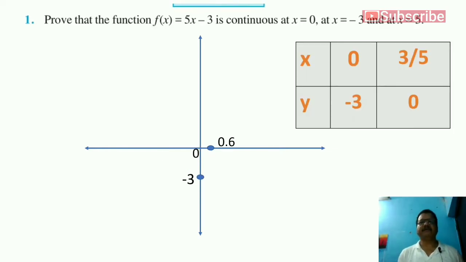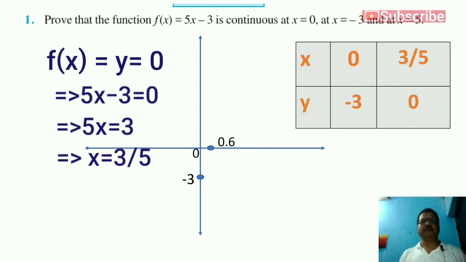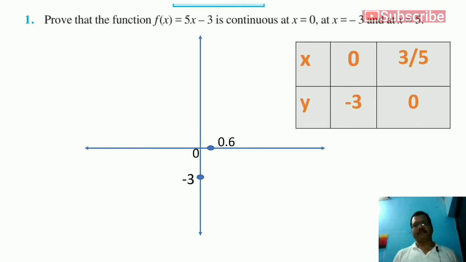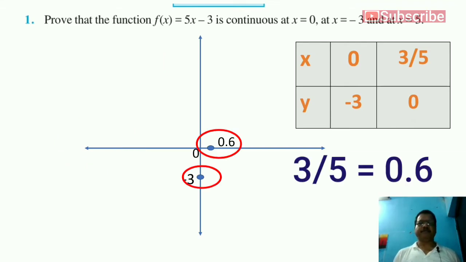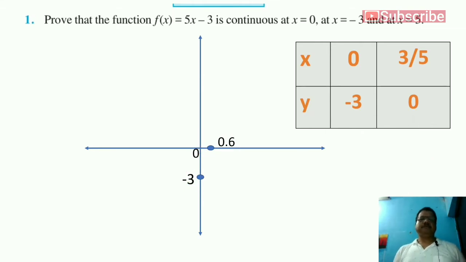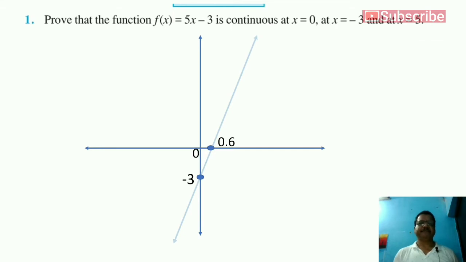Okay, when x is equal to 0, y is equal to -3. Just put 5 into 0, minus 3, you will get the final answer, -3. And then f(x) = 0 means y = 0; if you put 0, then x = 3 by 5 we will get. And putting these points here and here, 0.6 means 3 by 5, isn't it? So by joining these two points, we will get one straight line.